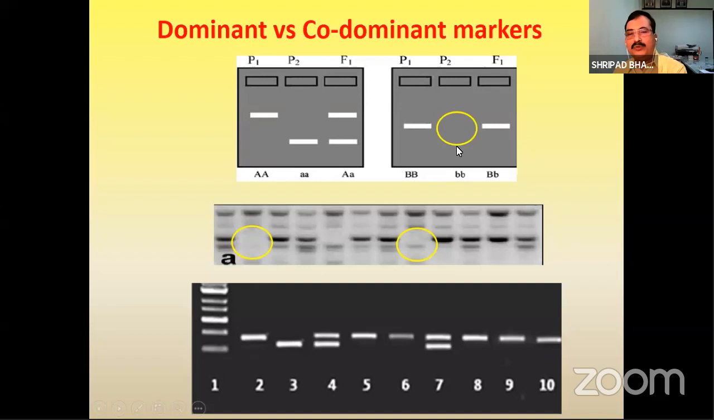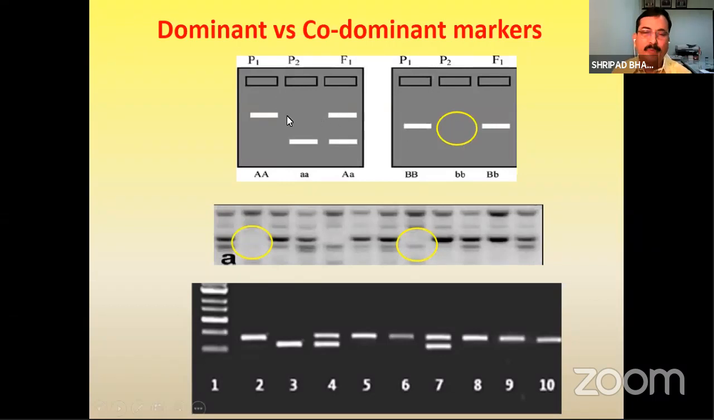All right, now come to the second gene. Here you see, parent one band is visible, but parent two band is not visible. Now F1 is showing one band. Because the other band is not visible, F1 is here. So in case of dominant markers, the principle of polymorphism is presence and absence.